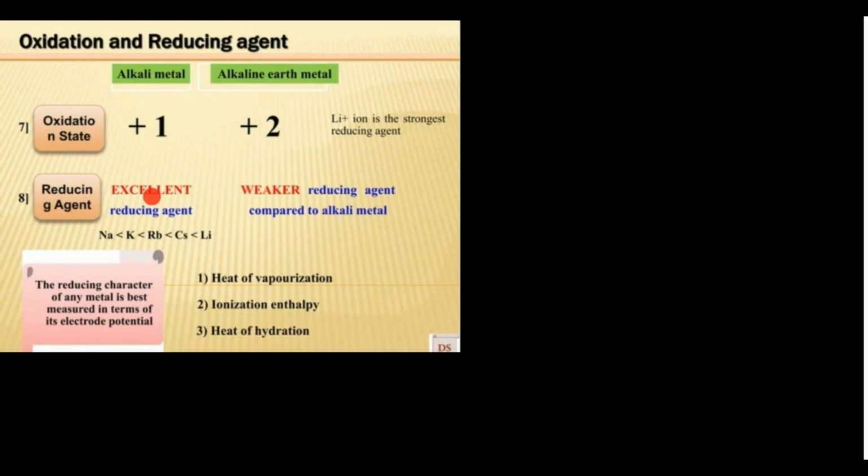Okay, and these alkaline earth metals, that means the group 2 metals, are also very good reducing agents, but their reducing character is lower than your alkali metals, because alkali metals are more electropositive due to their bigger size, and the size of the alkaline earth metals is quite smaller when compared to the alkali metals. That's why, due to the effective nuclear charge, they are a little reluctant to release their electrons. So that's why they are not that reducing in nature.